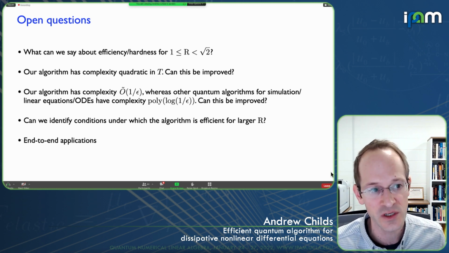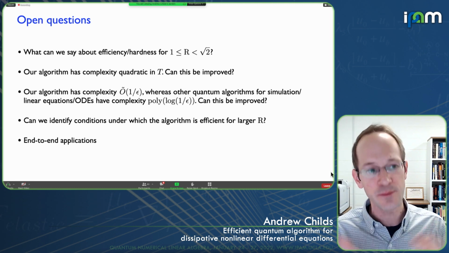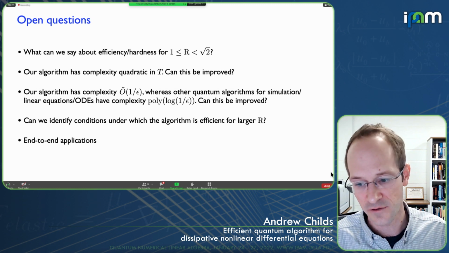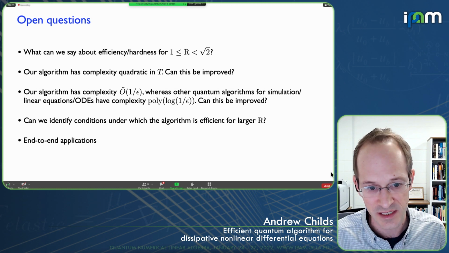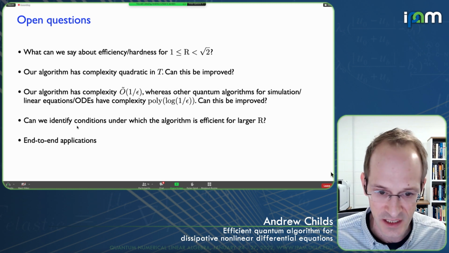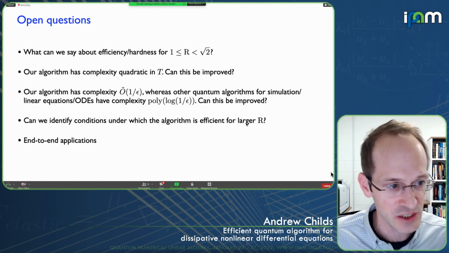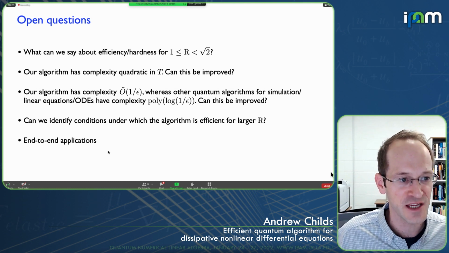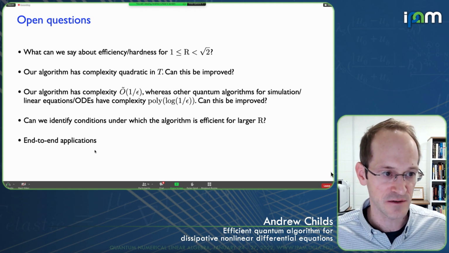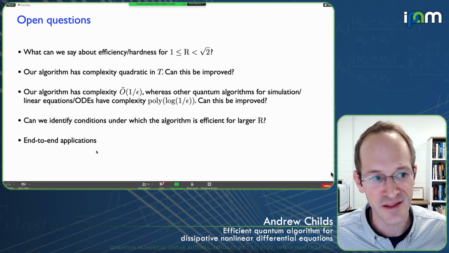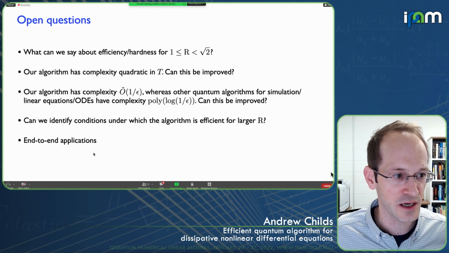In this work, we've really focused on developing an algorithmic tool that under some technical conditions would let you get some handle on solutions of systems of nonlinear differential equations. But I think it'd be great to understand better how you can actually apply this. Identifying conditions under which it might work even for larger values of R, even for weaker amounts of dissipation, is one thing that could help in identifying those applications. But in general, thinking about how you could use these algorithms for various scientific computing applications would be really interesting. Okay, so I will stop there and I'm happy to take more questions.